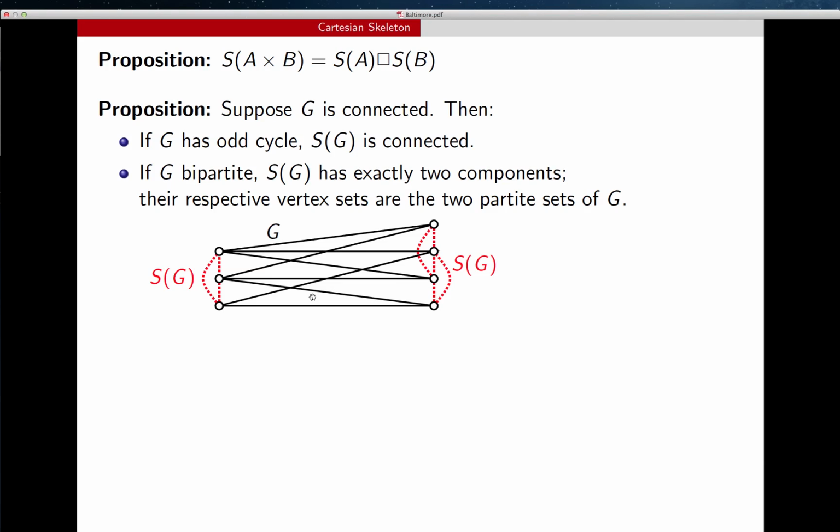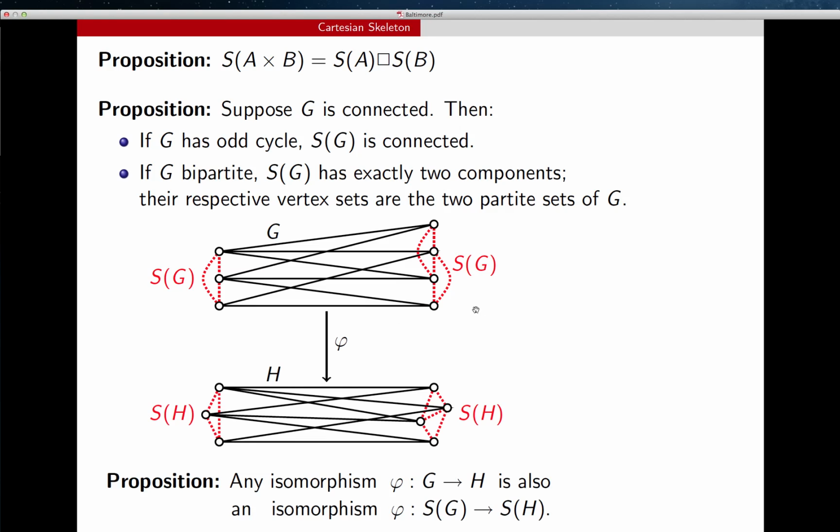Here's a graph G in black, and its Cartesian skeleton has two pieces, the part over here on one partite set of G, and the other part of the Cartesian skeleton is over here. Its vertex set is the other partite set of G. Now, furthermore, if you had an isomorphism from G to H, that is also going to be an isomorphism on the skeletons of G to the skeleton of H. Any isomorphism phi from G to H is also an isomorphism phi from S of G to S of H. And here, of course, we look at phi as being a map on vertex sets.